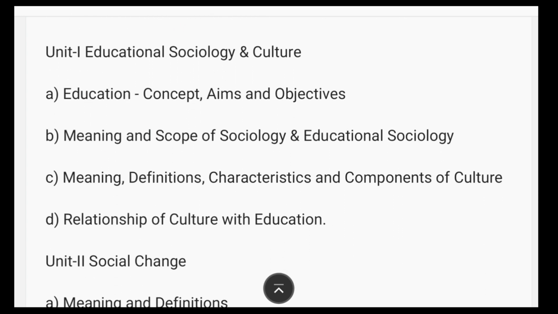So unit first is Educational Sociology and Culture, and in this unit you have to study what is education, concept of education, definitions of education, and then aims of education and objectives of education. Then you have to study the meaning of sociology, definitions of sociology, scope of sociology. And in scope you have to study formalistic school of thought and synthetic school of thought.